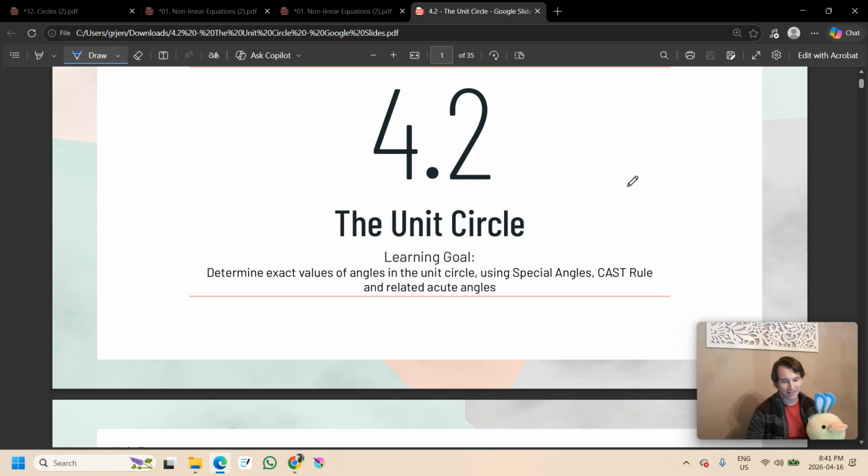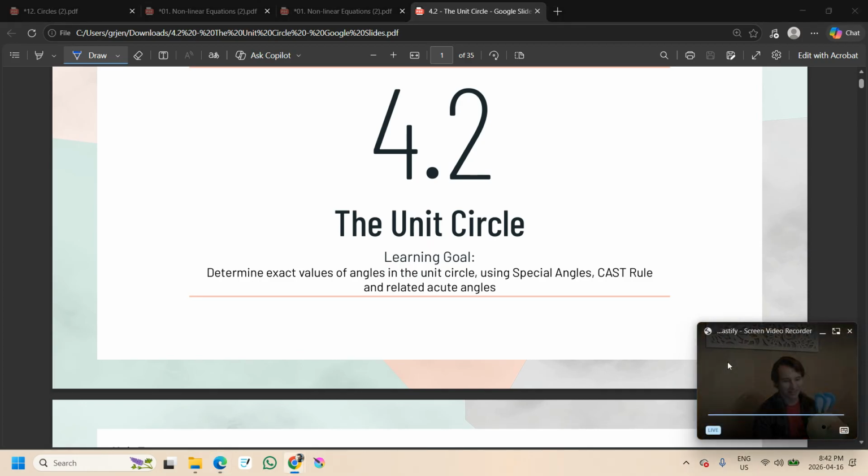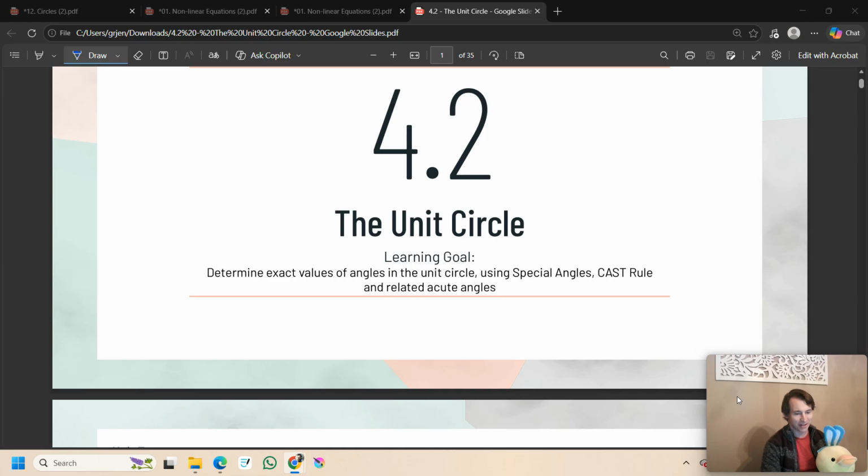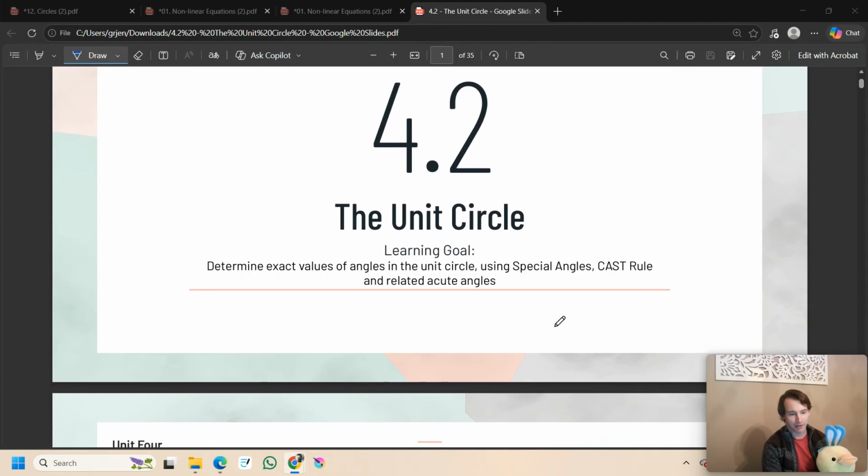It's Mr. Jennings. And today we are revisiting the unit circle, which, I don't know, if it's not your favorite thing, why not? It's like perfection. Okay, so let's take a look at how we're going to use it in grade 12.